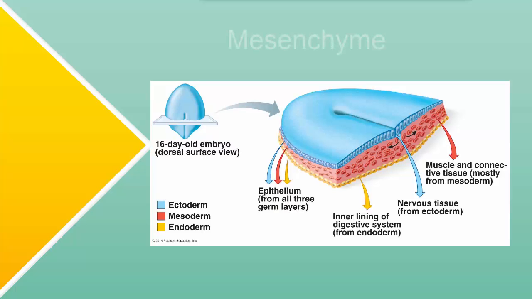In the embryo, connective tissue arises from the embryonic tissue called mesenchyme, which is derived predominantly from the middle germ layer called the mesoderm.